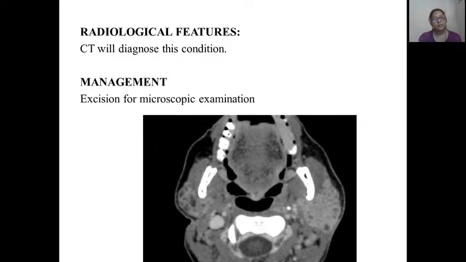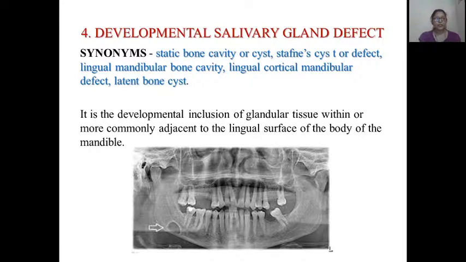The increase in the size of the gland is seen on the left side here in the image. Management is that we can excise it for microscopic examination. The fourth developmental disorder is the developmental salivary gland defect, which is also known as Stafne's cyst or defect, or static bone cavity or cyst.